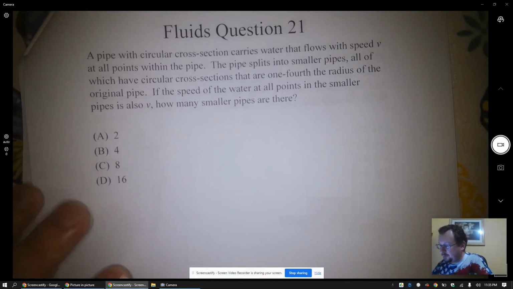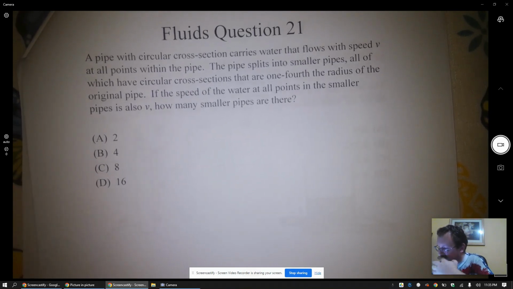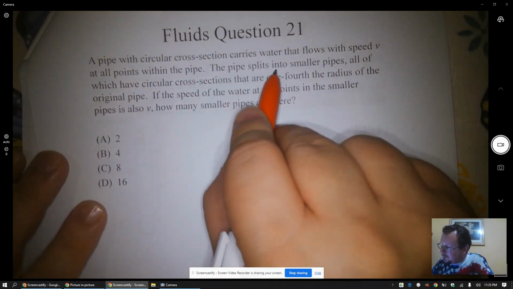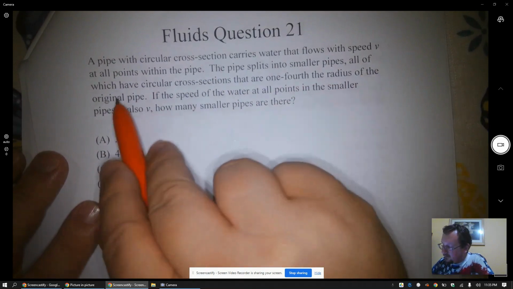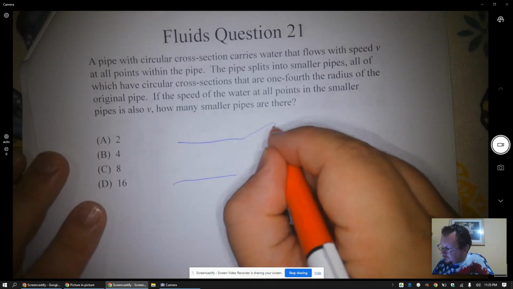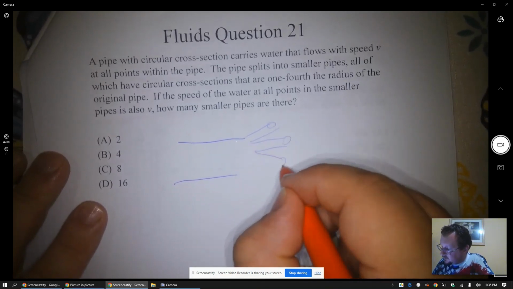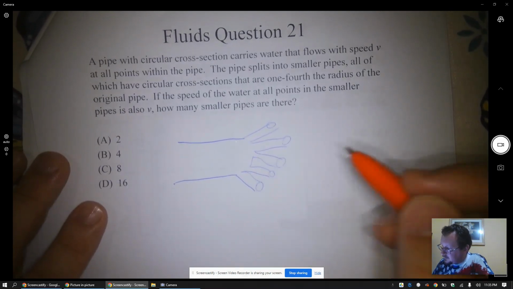All right, time for fluids in motion. A pipe with a circular cross-section carries water that flows with speed v at all points. All right. The pipe splits into smaller pipes, all of which have circular cross-sections that are 1/4 the radius of the original pipe. Okay, so we're going to have smaller pipes, smaller pipes, smaller pipes. You get the idea, okay?